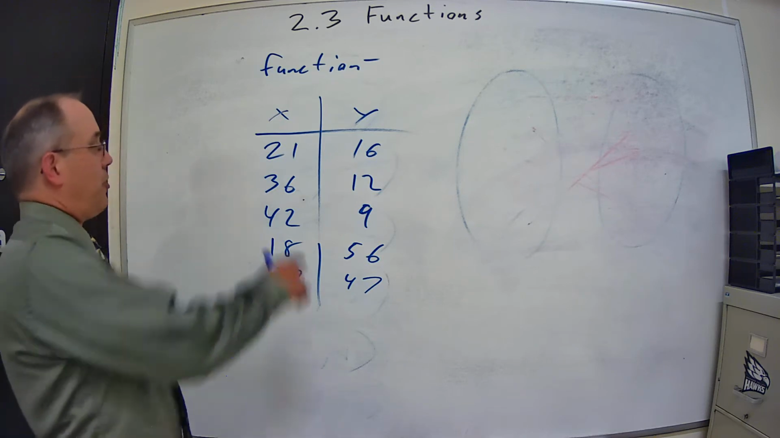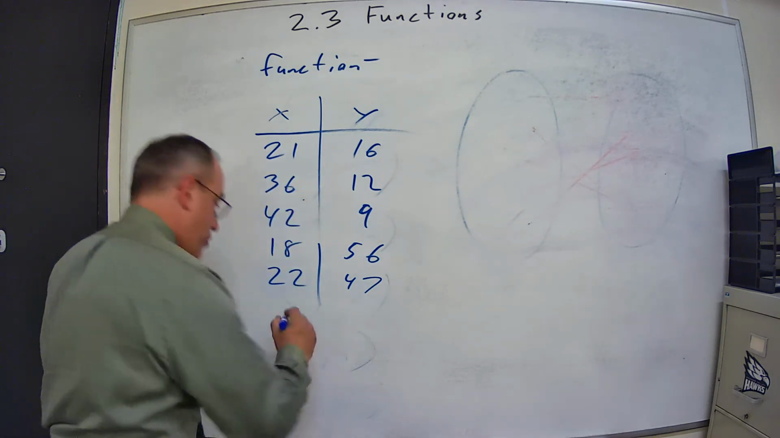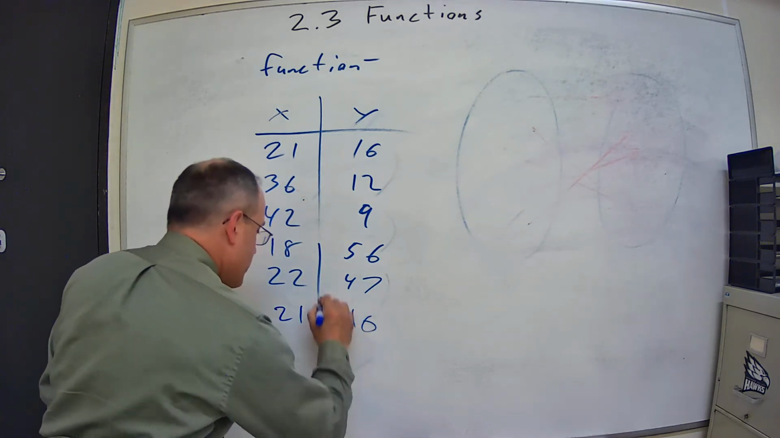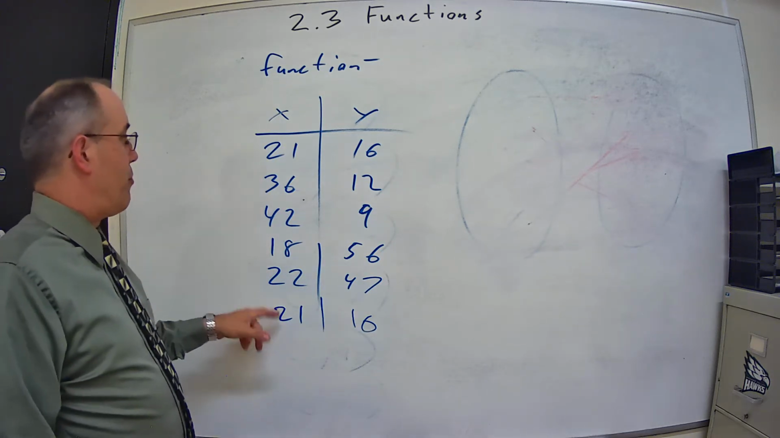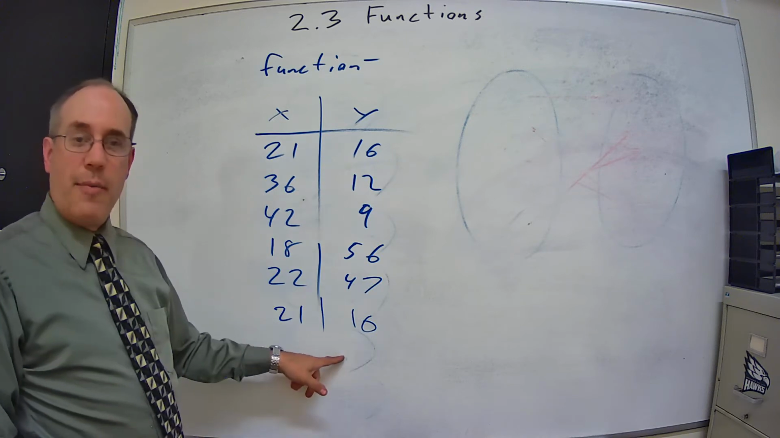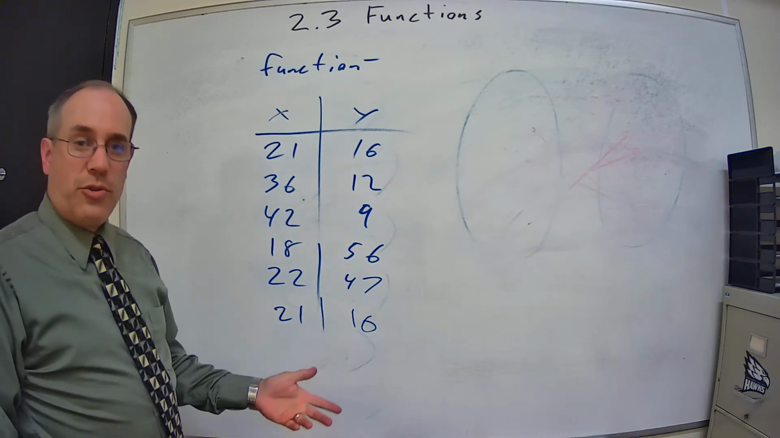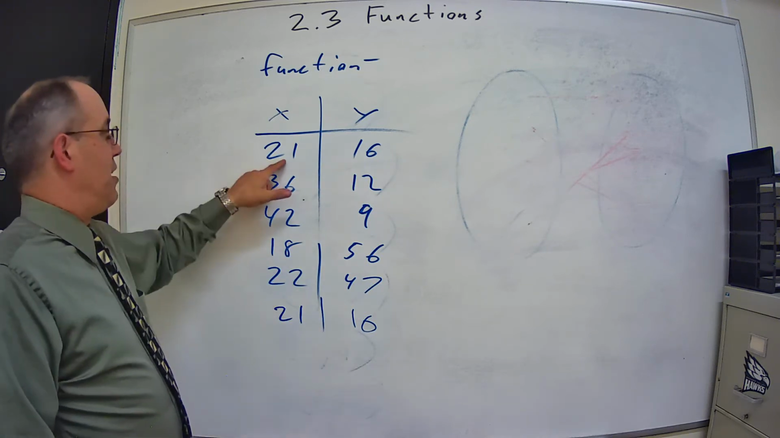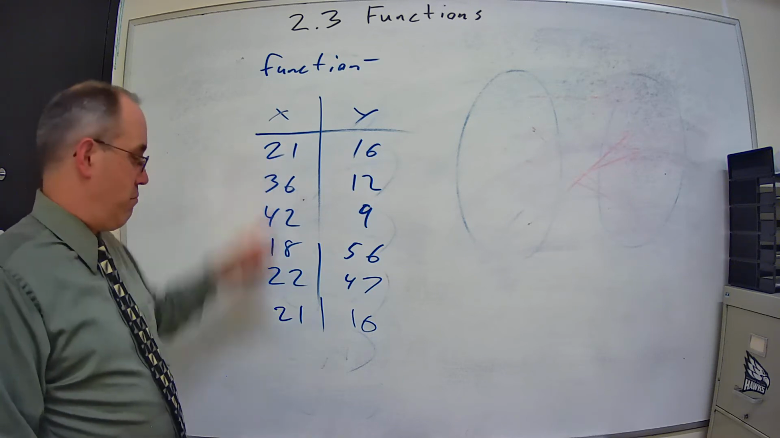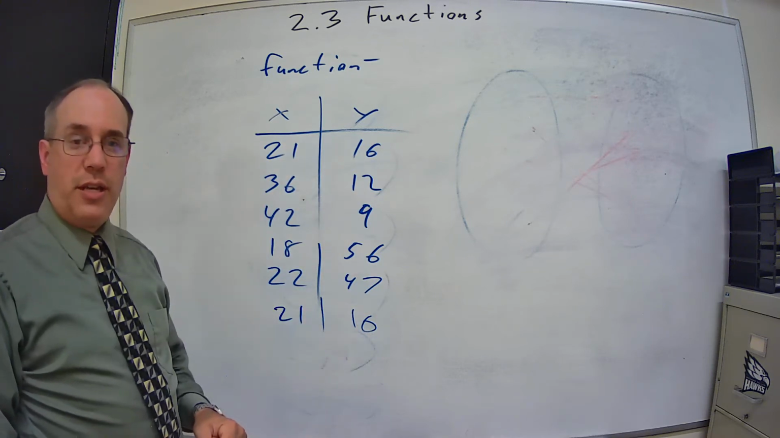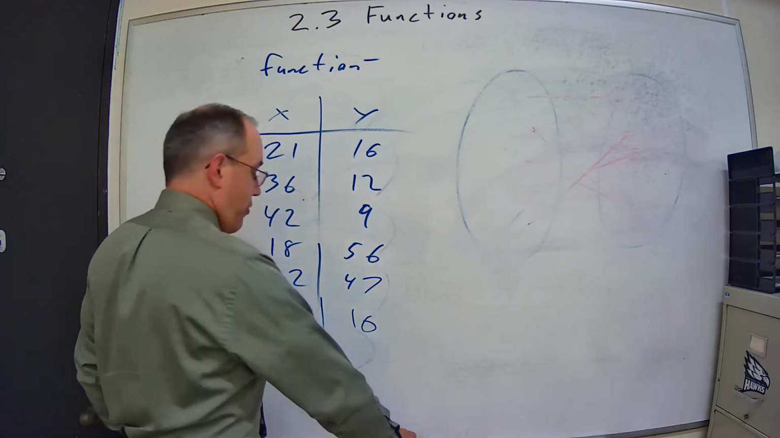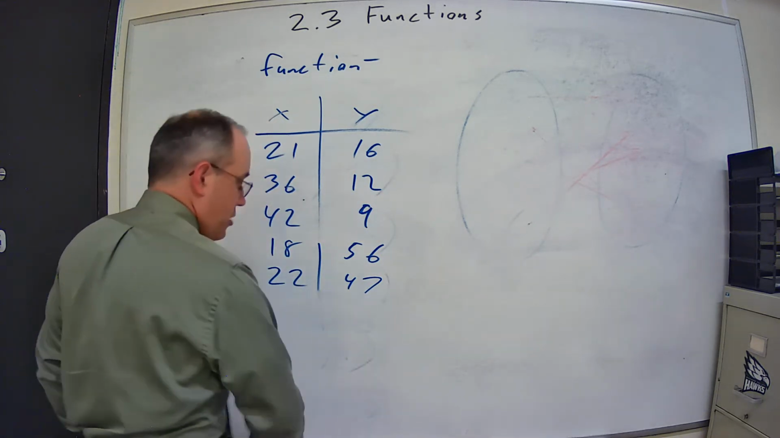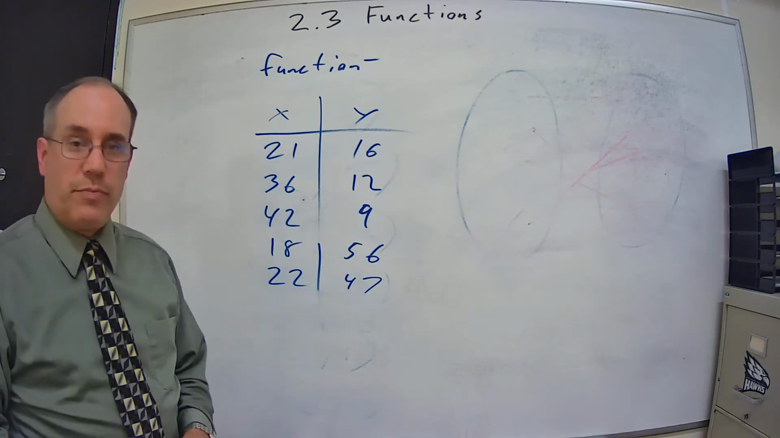It's also possible if we had a duplicate, we may have 21, 16, just to grab something easy here. So I do have a duplicate here, but it still puts me to the same output. So that's okay, that's still a function, because if you tell me the input's 21, I can tell you the output's 16, because either time we had 21, we had 16. So that is perfectly allowable. So that's another way that we can give a function.